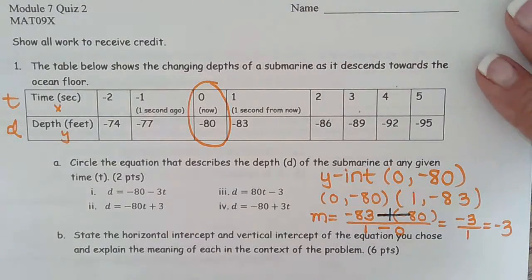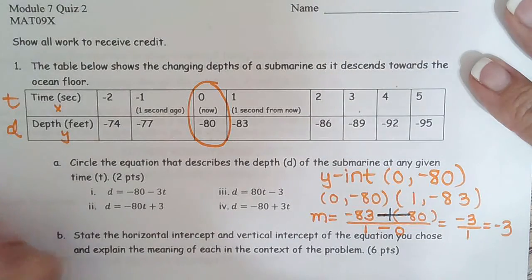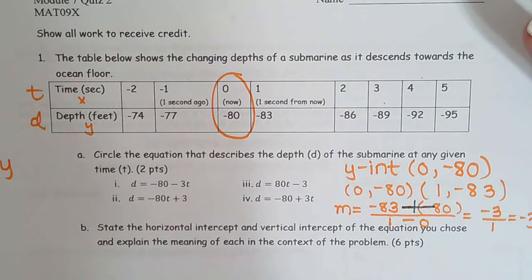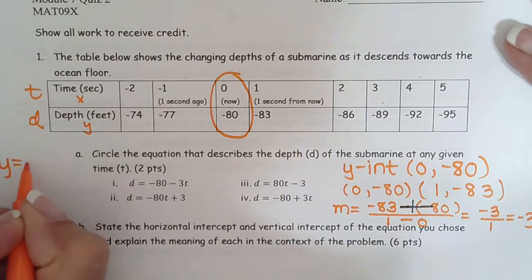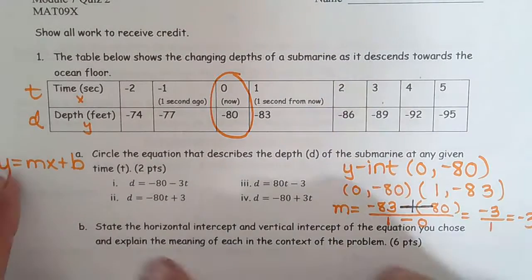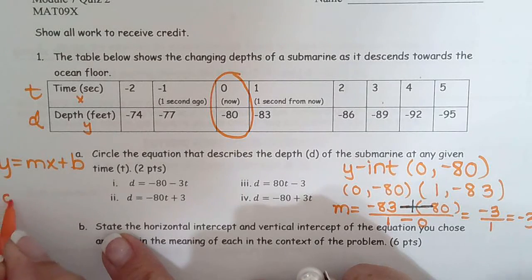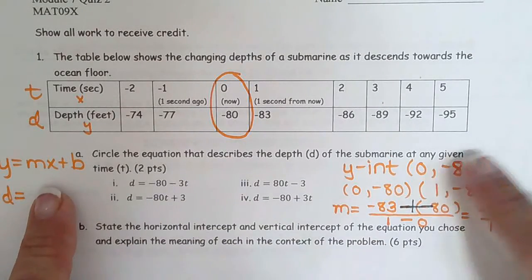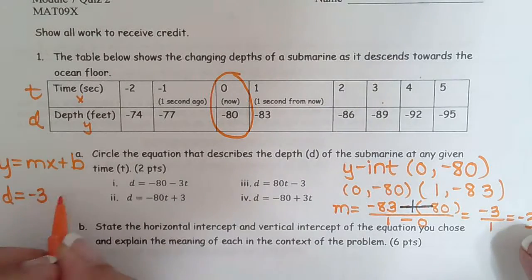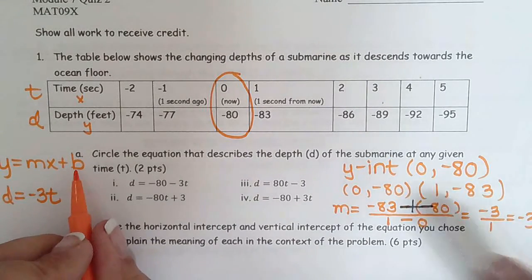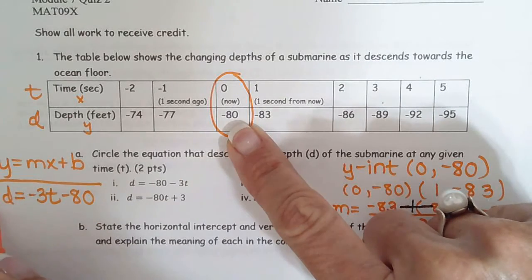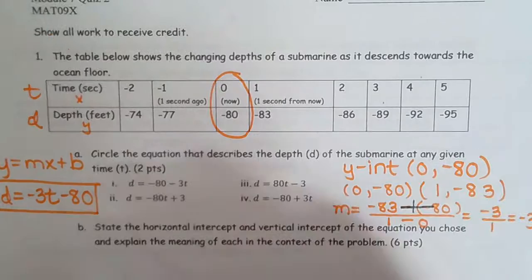So now we need to go into y equals mx plus b. I'm trying to get everything in the screen at the same time. It's going to be a little bit tough. And we need to plug in our new letters and the numbers we found. So in place of y, we're going to put d. In place of m, we found our m over here to be -3. In place of x, they're using t. And b, we found right here, is -80. So see how I've just taken very, very little work, but I found my own equation.